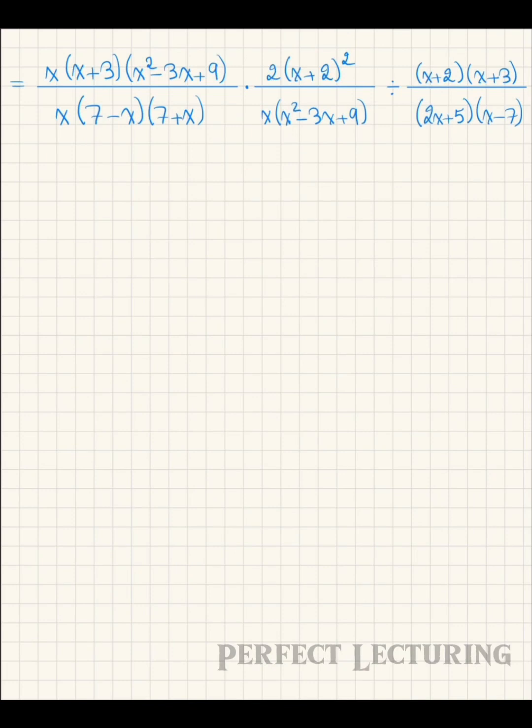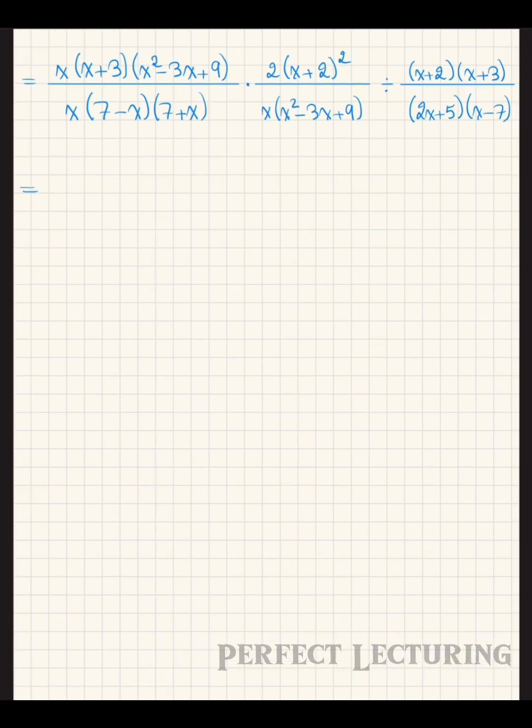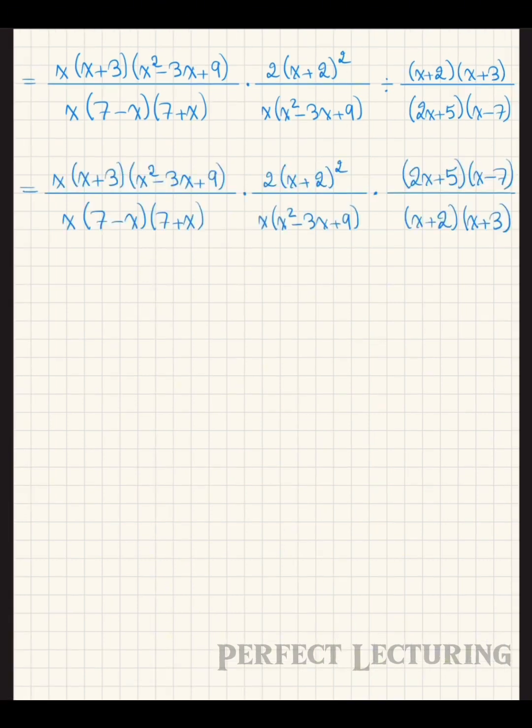So this is how the expression looks now. What is the next step? Well, we have to convert the division into multiplication, so it becomes like this. Now let us simplify all the like factors up and down. We start with x and x. We also have x squared minus 3x plus 9 with x squared minus 3x plus 9, as well as x plus 3 and x plus 3. One more factor: here we have x plus 2 squared. One of the factors of x plus 2 is canceled with this x plus 2.